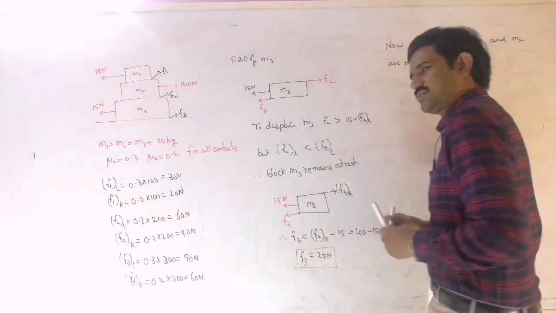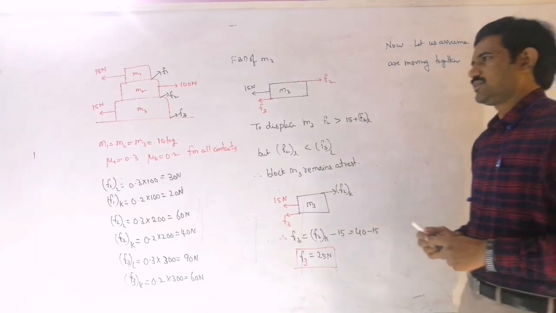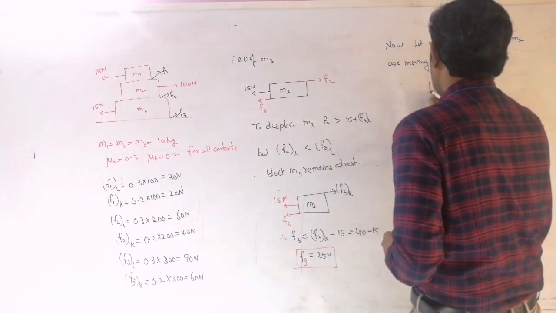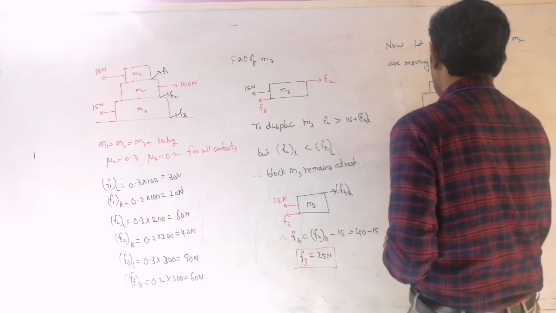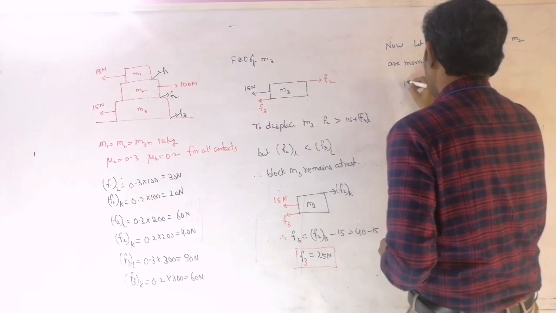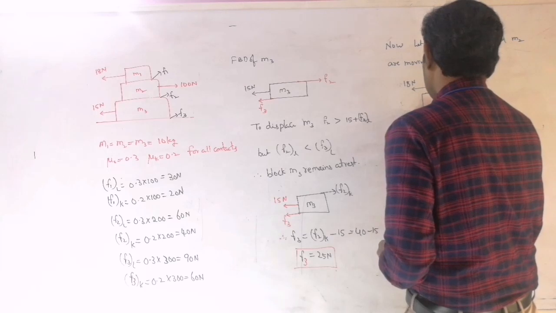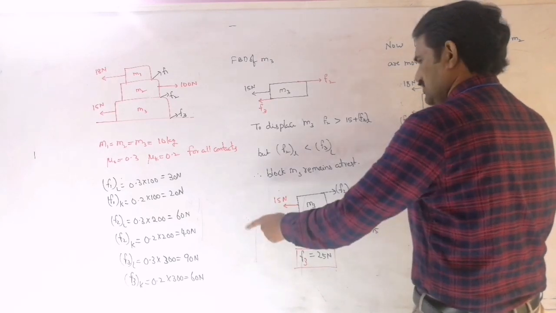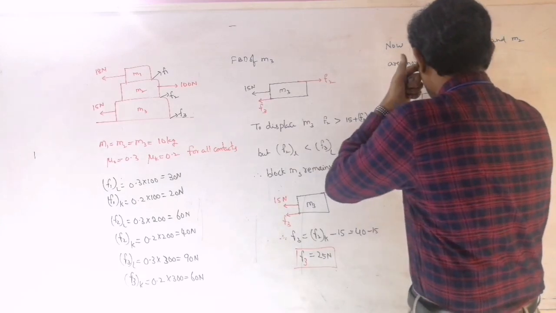That means they move together, in the sense that there is no slipping between them. Then the calculation will be similar to our earlier two-block problems. Here 18 newtons is acting on this side, and the frictional force F2k of 40 newtons is acting on this side. So this is M1 and M2.